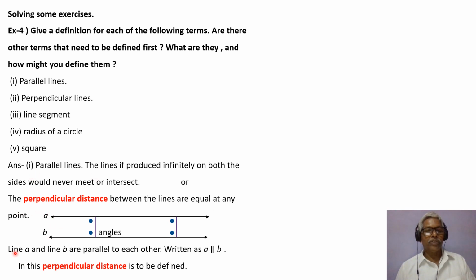But see the comment here: lines A and B are parallel to each other, and this is written as A parallel to B. I was talking about this. In this, perpendicular distance is to be defined. He's asking what other terms need to be defined. Yes, for this definition of parallel lines, you first have to define perpendicular distance. So what are they, and how might you define them? This question will be answered.